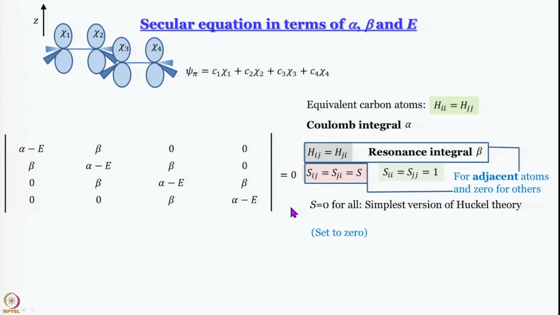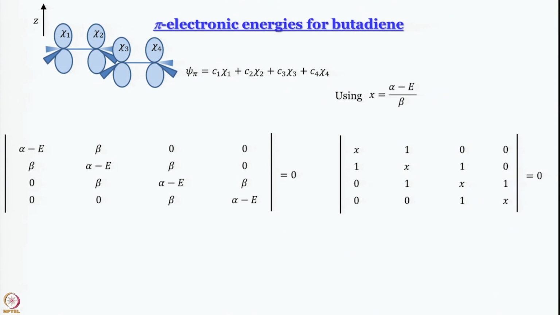Now, what will you do? You have to expand this determinant, and how do you expand the determinant? It is a little long. Alpha minus E multiplied by this 3 by 3 determinant minus beta multiplied by the 3 by 3 determinant, in which the rows are beta 0 0, beta alpha minus E beta, 0 beta alpha minus E. Tedious but doable once you do it, but even before you do it, you set x equal to alpha minus E by beta, that will make it even simpler.